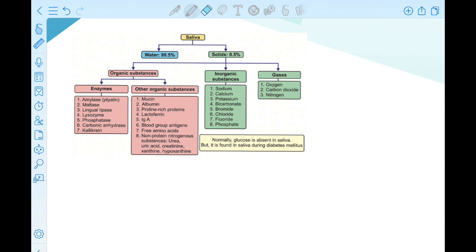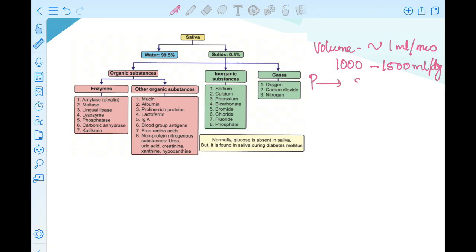Now, talking about the properties of saliva, the volume of saliva is approximately 1 milliliter per minute. That means it is around 1000 to 1500 ml per day. And out of this, parotid produces 25 percentage of the saliva, submandibular produces 70 percentage, and sublingual produces 5 percentage. So submaxillary produces the major share of saliva.